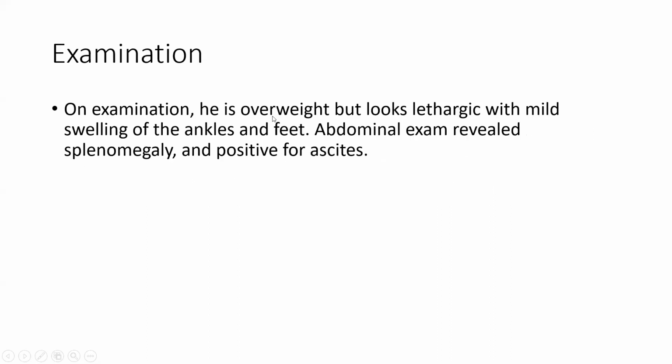On examination, he is overweight but looks lethargic. Lethargic means tired, with mild swelling of the ankles and feet, meaning he has edema. We will know why he has edema. Swelling of the ankles and feet means he has generalized edema. Abdominal exam revealed splenomegaly and was positive for ascites. So he has splenomegaly, ascites, and edema.